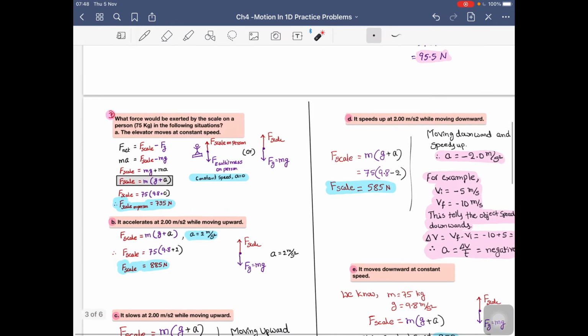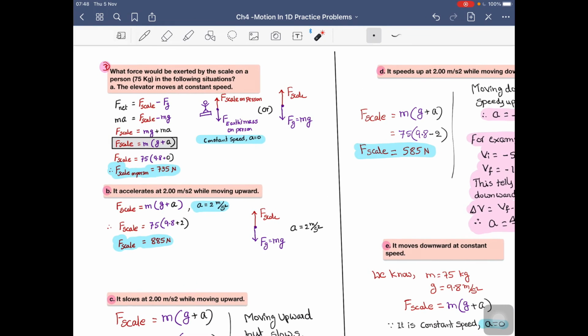Question number 7. Elevator and the scale case. So remember the formula. The scale reading, or force of the scale on the object, is equal to mass times G plus A. The A value depends on the direction. You have to substitute the positive or negative. You need to see the situation accordingly and substitute the A value.